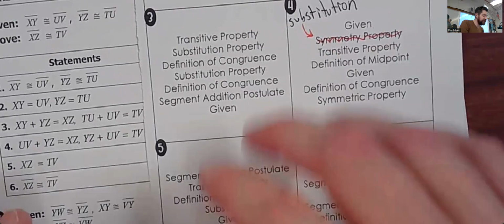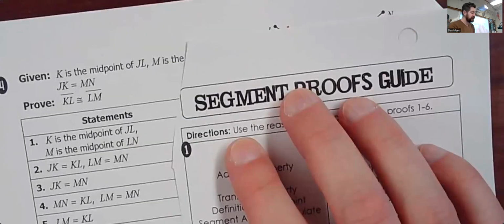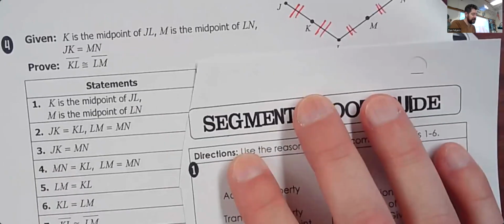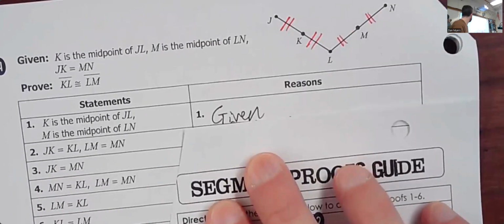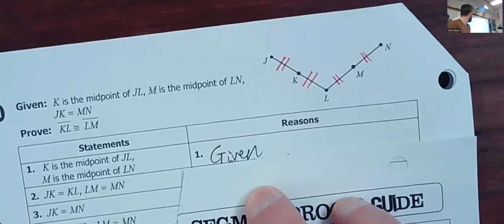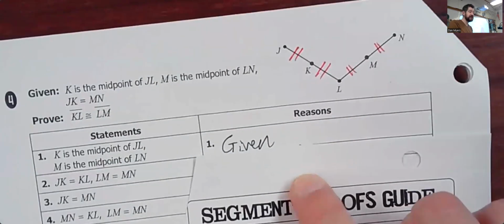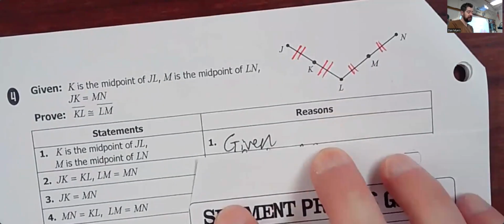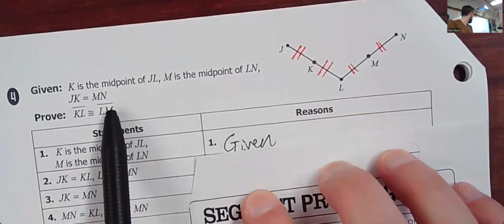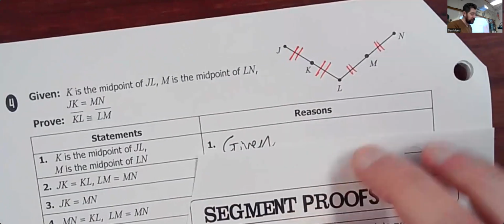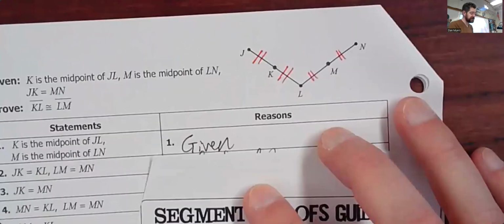Let's take a look at number 4. So statement number 1, what's that going to be? Given. Statement number 1 has to be given. And by the way, you might have noticed that I am marking up my diagram with things that I'm being given. That's probably a good idea to do on your paper as well. If it gives you information about what's going on, definitely put that information on the diagram so you can actually visualize what's going on there. So statement number 1, reason number 1 is given.